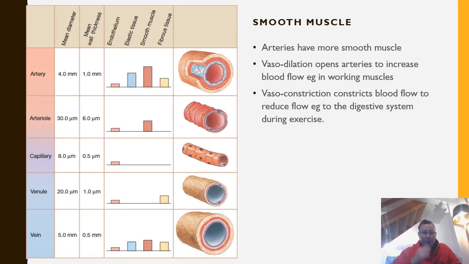So here's just a nice picture. It shows the varying degrees of muscle in different blood vessels. At the top we've got an artery, so smooth muscle. Here we've got endothelial, which is a single cell layer. It's the same as capillaries, so really thin, too thin to take any degree of pressure. When the heart pumps, a lot of pressure comes out of it.